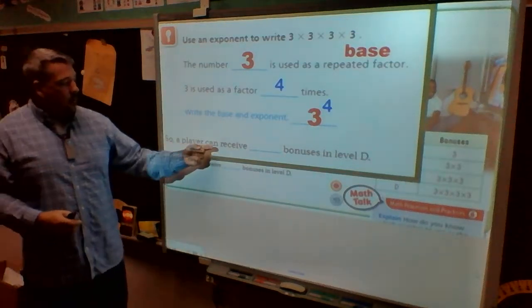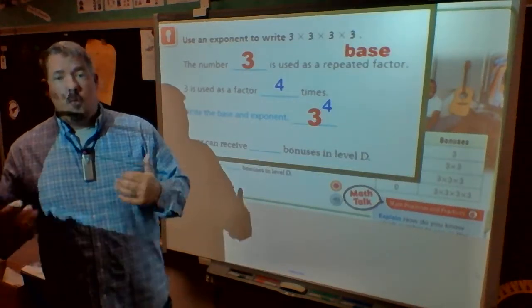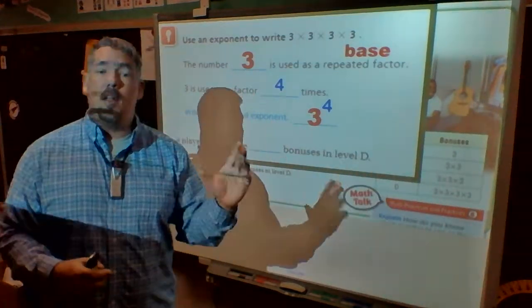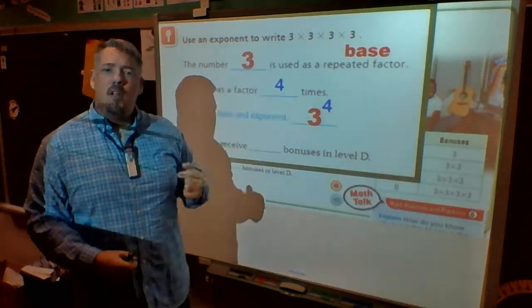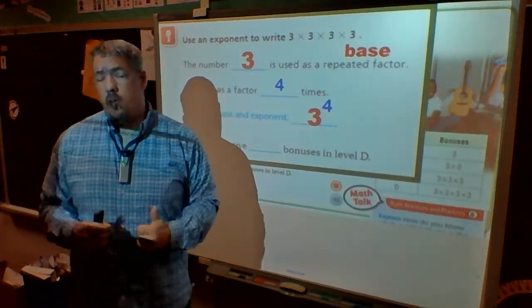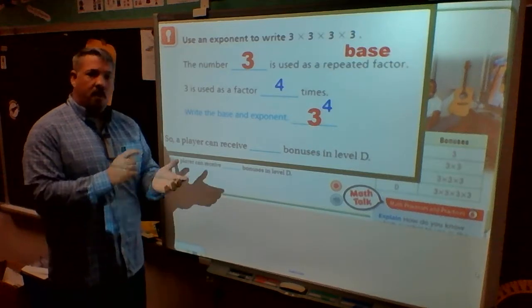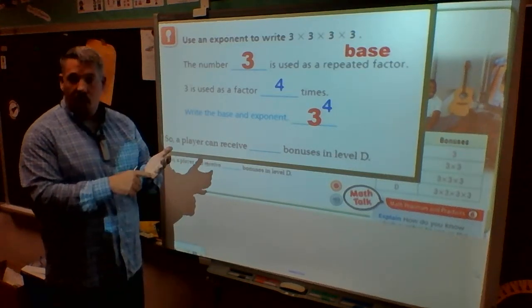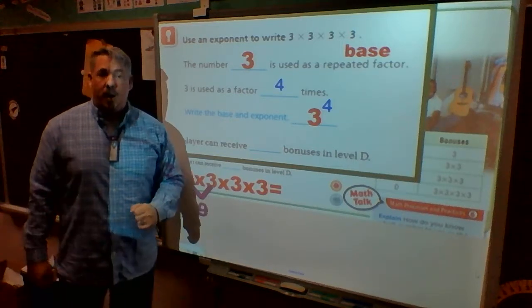So a player can receive blank bonuses in the level. Well, then how do I solve that? To solve that, I pick up my handy dandy calculator. And once again, what I need to see is the math problem written down that you're going to solve. And then once I have the math problem, we write down our answer. So in my handy dandy calculator, I would type in 3 times 3 times 3 times 3 equals, and I'm going to get an answer.